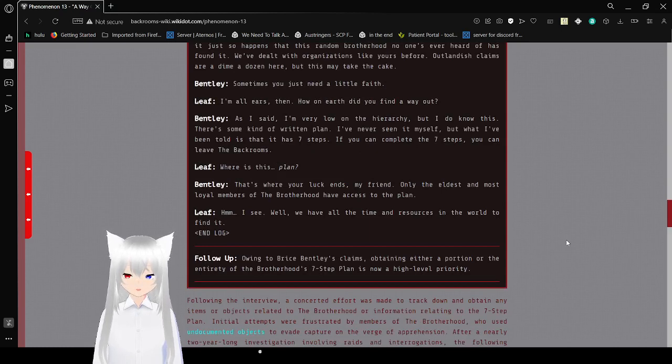I'm all ears then. How on earth did you find a way out? As I said, I'm very low on the hierarchy, but I do know this. There's some kind of written plan. I've never seen it myself, but what I've been told is that it has 7 steps. If you can complete the 7 steps, you can leave the Backrooms.